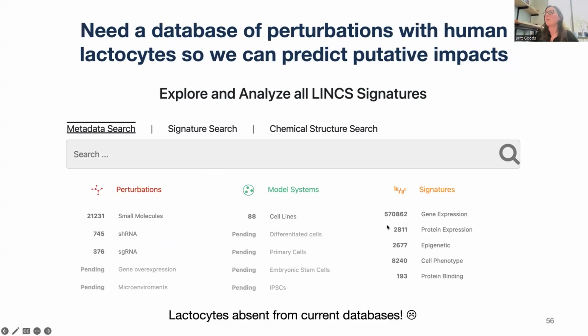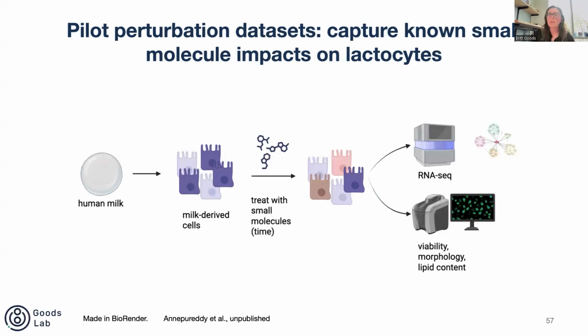The first thing to do is to look at these large-scale perturbation data sets that already exist. One of the biggest ones is called the LINCS Signatures database. It has 21,000 small molecules, 88 cell lines, and almost over 500,000 gene expression signatures. But lactocytes are completely absent from all of these databases. And again, most of these data are generated in the context of cell lines, and so might not be particularly helpful for this context.